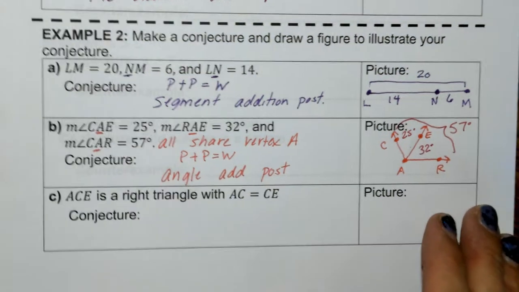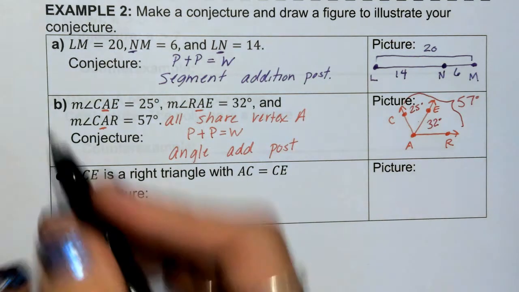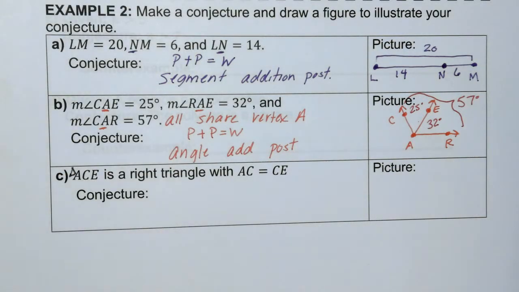Now this next one I want to talk through a little bit for a reason. We're going to start off with seeing that it should have a triangle symbol in front of that ACE, because we're talking about a triangle. So we can draw a little triangle right there. Triangle ACE is a right triangle. Let's go ahead and finish. It's a right triangle with AC equal to CE.